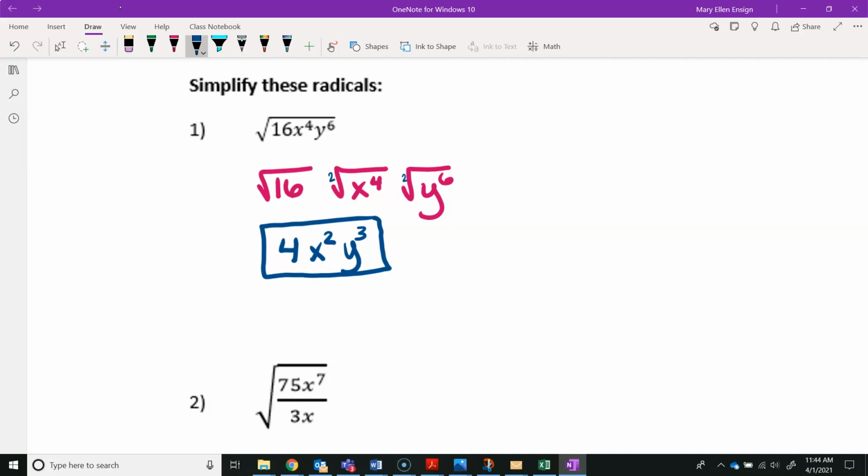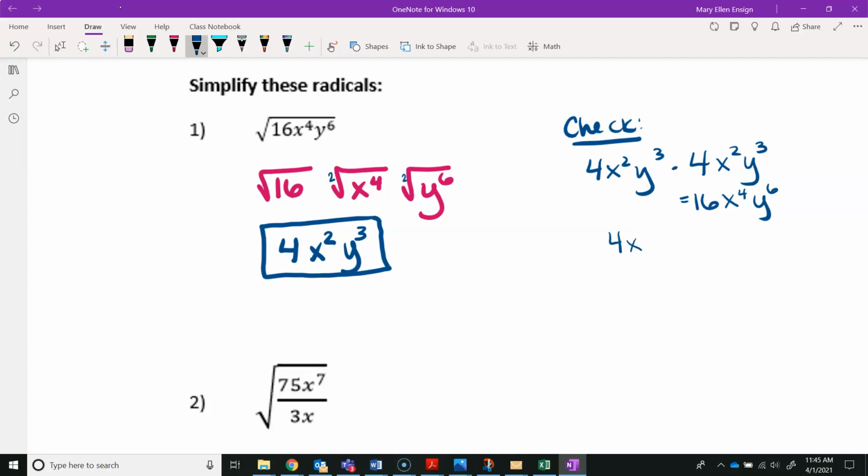If I want to check this, think about how I could do this. So I'm going to check this now. So if I think about 4x squared y to the 3rd, and I want to know if this is squared or multiplied by itself, what will it equal? Well, 4 times 4 is 16. X squared times x squared is x to the 4th. Y to the 3rd times y to the 3rd is y to the 6th. Yes, I got what I started out with. Another way you could have checked it is to say I'm going to take this whole expression to the 2nd power. Remember there's a 1 there. You still get the same thing using that power rule.